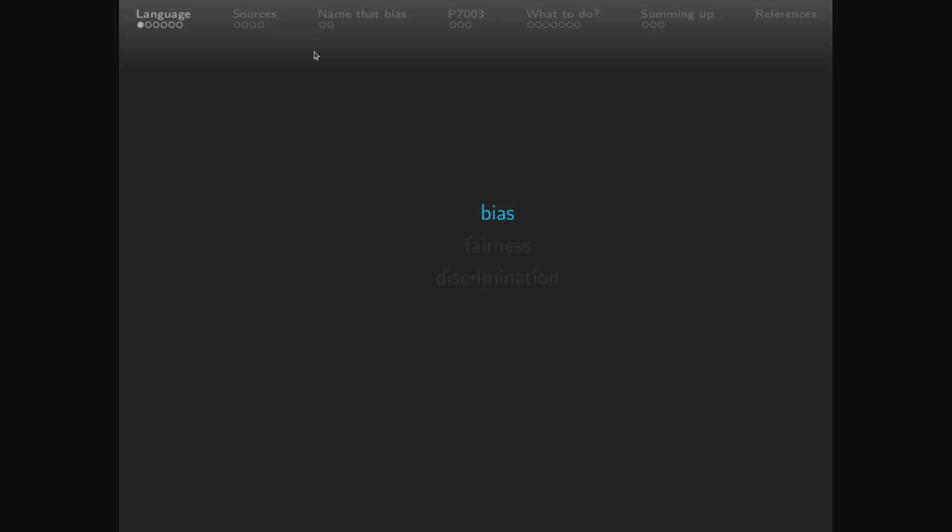So let's begin by having a look at some language and terminology. What's your attitude to the word bias? Is it good or bad? Yeah, okay. What's your attitude to the word fairness? Is it good or bad? What's your attitude to the word discrimination? That's a good one. So we've got bad, good, and not ugly, but it depends.